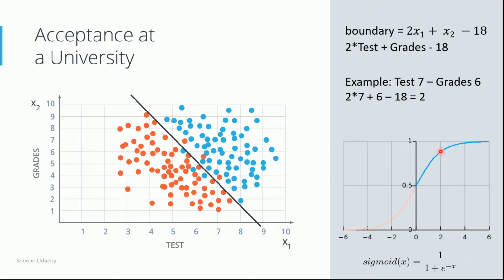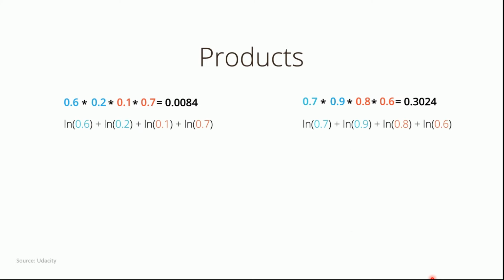Well, the answer is a logarithm. And the reason is the following. You see, the logarithm of a times b is the same as the logarithm of A plus the logarithm of B. So logarithms will allow us to turn products into sums. So this is the way to go. Now, let's play a little bit with that.